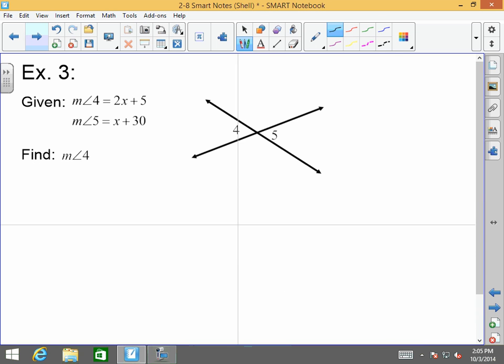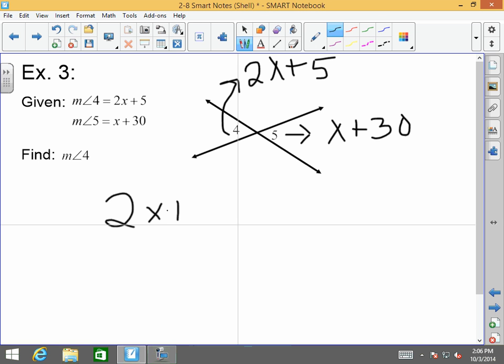All righty. Let's continue. Last but not least, the measure of angle 4 is 2x plus 5, and angle 5 is x plus 30. I want to find angle 4. Well, what do I know about angle 4 and angle 5? Why are they congruent? Vertical angles. So we've got 2x plus 5 equals x plus 30.